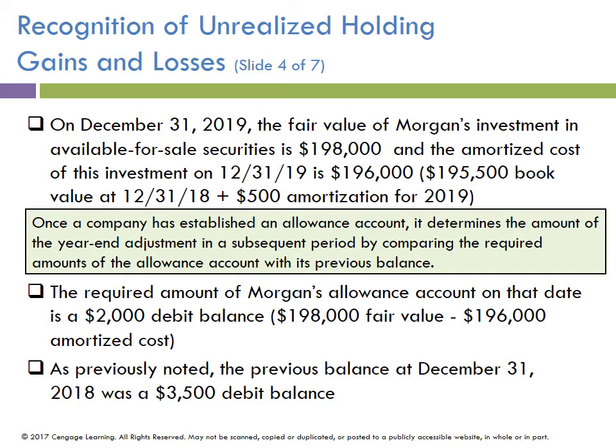The required amount that's needed as a balance in Morgan's allowance account would be a $2,000 debit balance. The current fair value is at 198. The current carrying value of the investment account is 196. So we would need that allowance for change in fair value account to have a balance in it of 2,000. It currently has a debit balance of 3,500 from the end of last year.